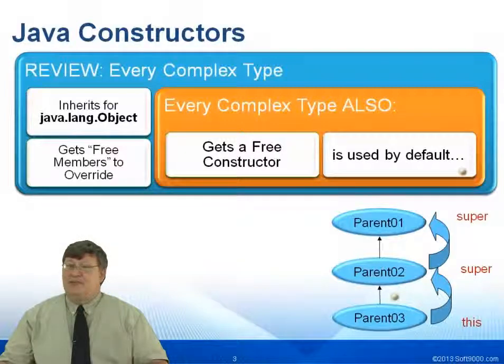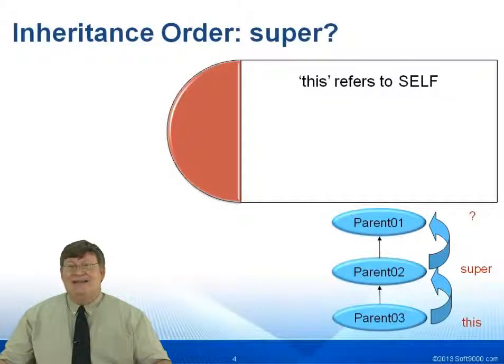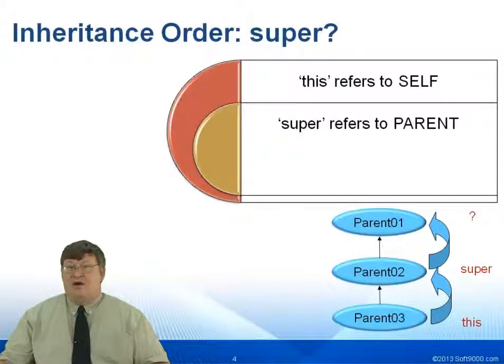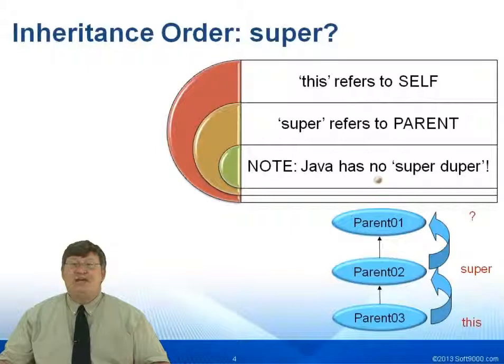While you can appreciate that any parent, for example Parent2, has a super relationship with its own parent, as is the case with Parent1, we, from our very low level, cannot access that capability at all. In short, this refers to ourselves, super refers to our parent, and there is no way to go beyond super. In other words, there's no such thing as a super duper that allows us to access our grandparents, as we can do in other languages like C and C++.